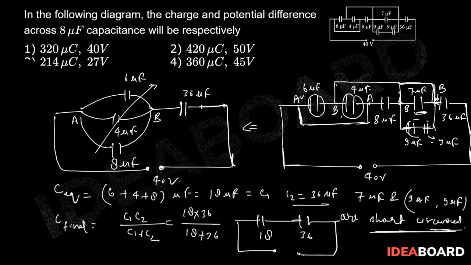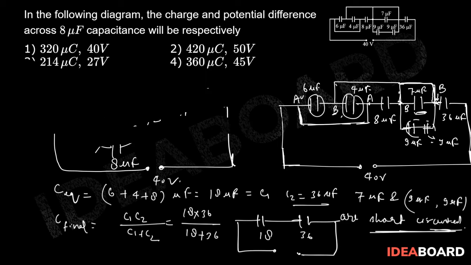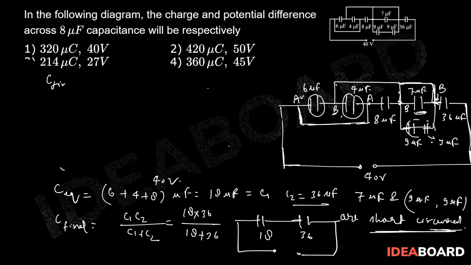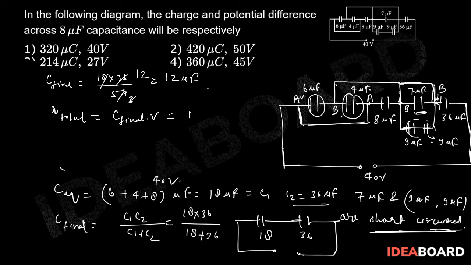So just solve this now. What do I get? C final will be equal to 18 times 36 by 54, which will give you 12 microfarad, right? So from there I can find Q total. What is the Q total? It will be C final into V, and V is provided as 40. So this will be 12 into 40, which will be 480 microcoulomb. Total charge will be 480 microcoulomb, right?